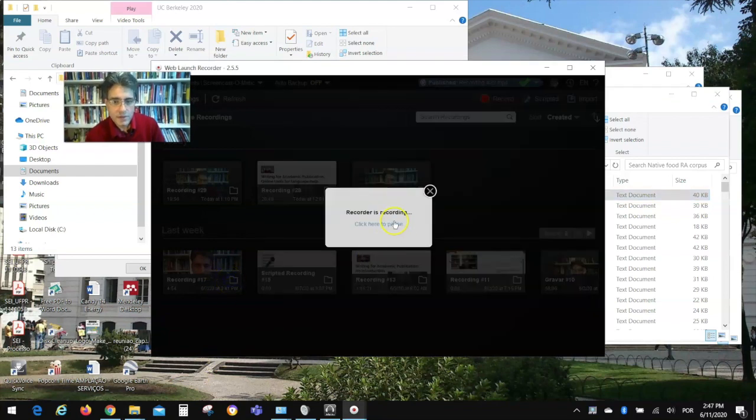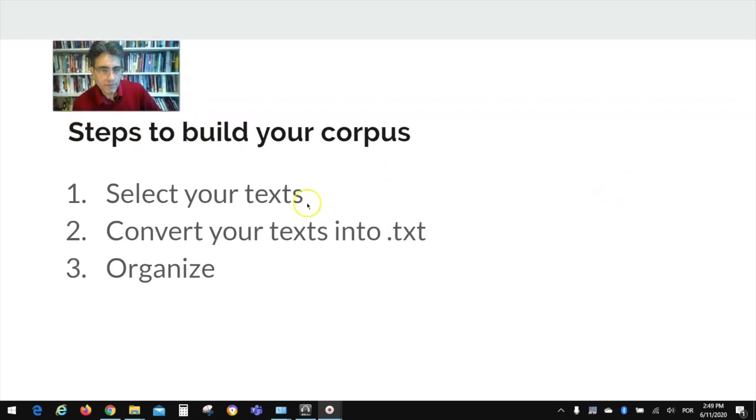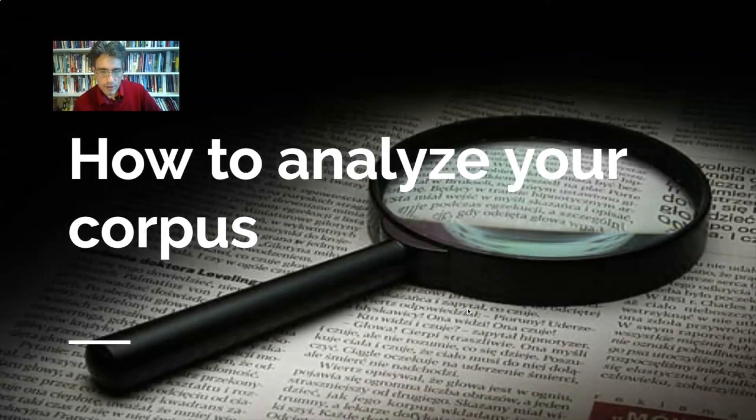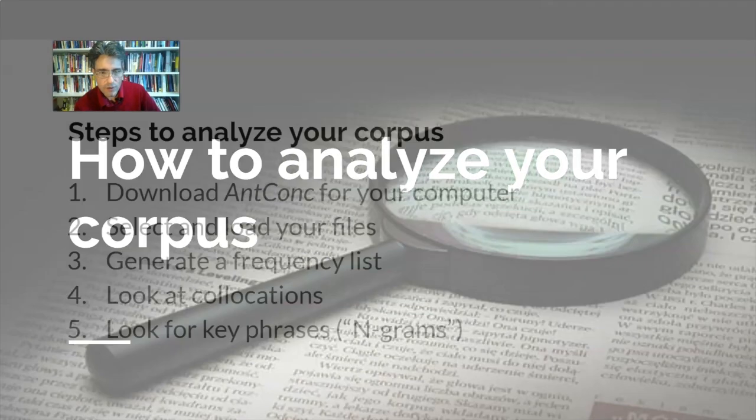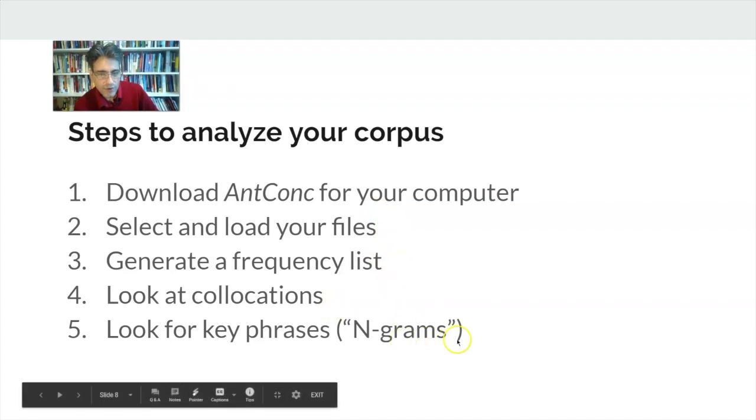All right, so we've looked at selecting your texts, converting them into TXT, and organizing them. Now we're going to talk about how to analyze your corpus. And we're going to use something called a concordancer. What you're going to do is download a piece of software. It's free, called AntConc. Then we're going to load our files. We're going to show you how to generate a frequency list and why that's useful. We'll look at collocation, and we're going to look at what are called n-grams.